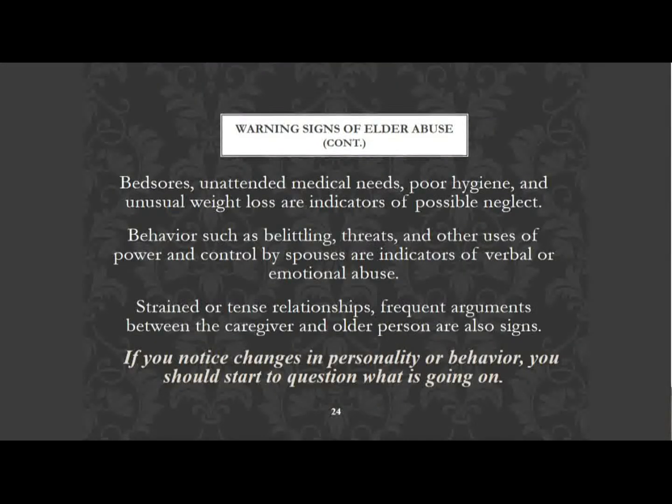Warning signs of elder abuse continue: bed sores, unattended medical needs, poor hygiene, and unusual weight loss are indicators of possible neglect. Behaviors such as belittling, threats, and other uses of power and control by spouses are indicators of verbal or emotional abuse. A strained or tense relationship and frequent arguments between the caregiver and older person are also signs. If you notice changes in personality or behavior, you should start to question what is going on.